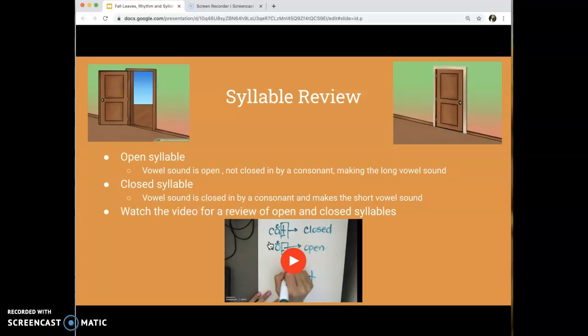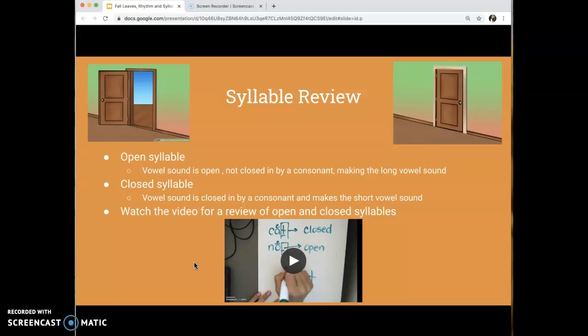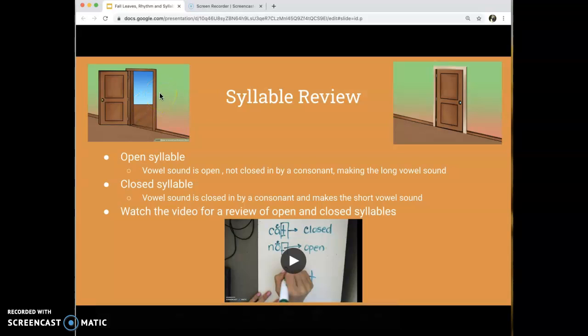And I'm just going to do a quick look at what an open syllable is and what a closed syllable is. So an open syllable, we want to look at this open door. So if you have the word like no, I don't know if you can see it in the video here, the word no is an open syllable, meaning that vowel, we see the vowel, we hear the vowel sound O, it's not closed in by a consonant. So it's able to get out the door, go for a long walk, take a long stretch, and it says its long name. So we don't say na, we say no.